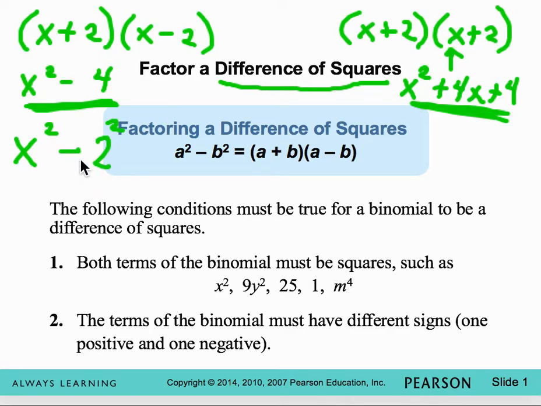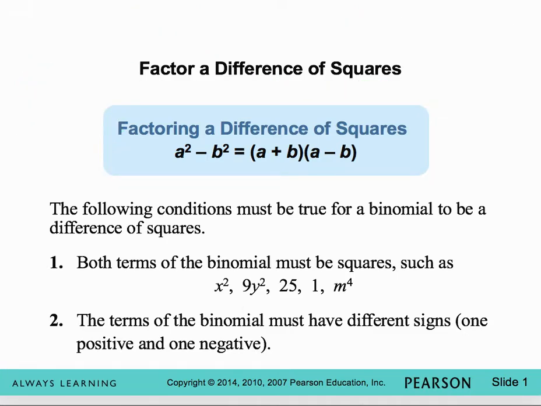So if I've got a plus sign in here, it will not factor. The sum of squares does not factor. It's got to be a difference, and they both have to be squares. Okay, so let's look at what that means.